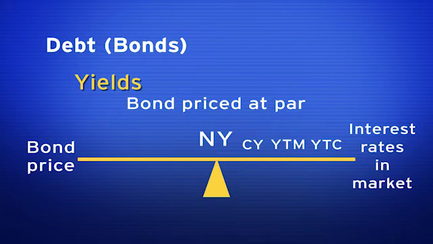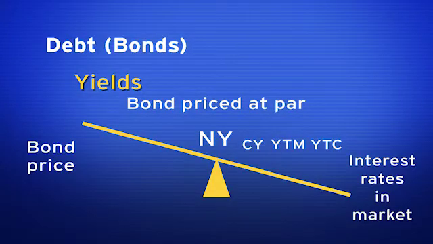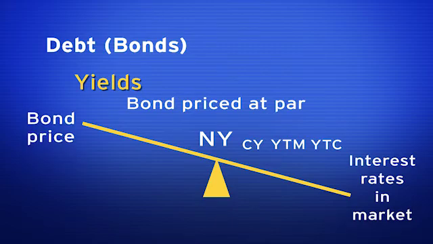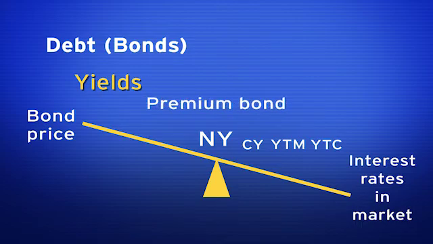Now, let's change this seesaw. Let's say that since the bond was issued, interest rates in the marketplace have gone down. So the right-hand side of the seesaw is going to go down, so interest rates have fallen. What happens to the price of the bond? Left-hand side of the seesaw is the price. The left-hand side is going to go up. So here we have a price above par. This bond is trading at a premium. We have a premium bond.